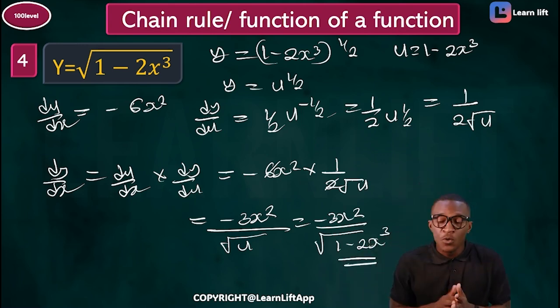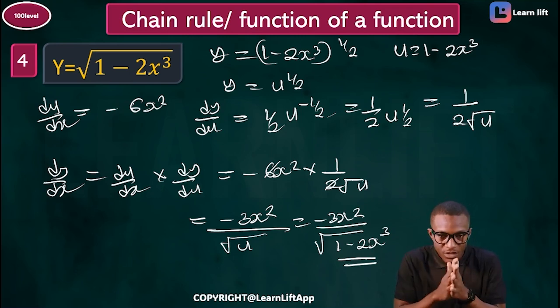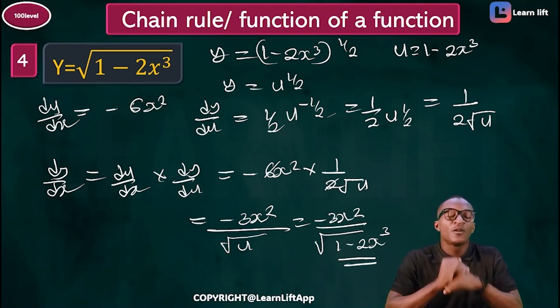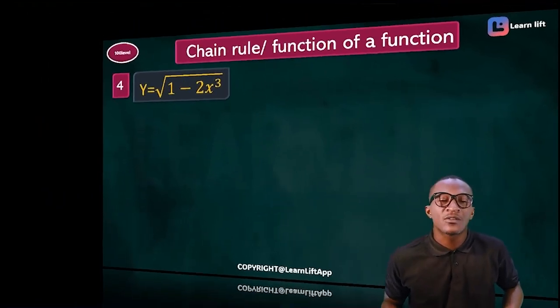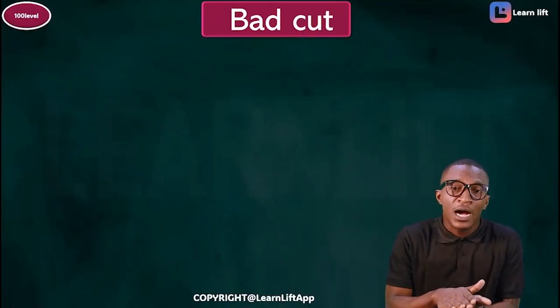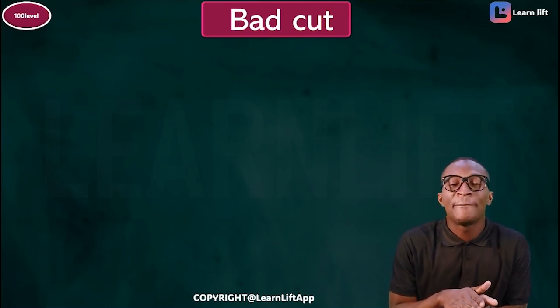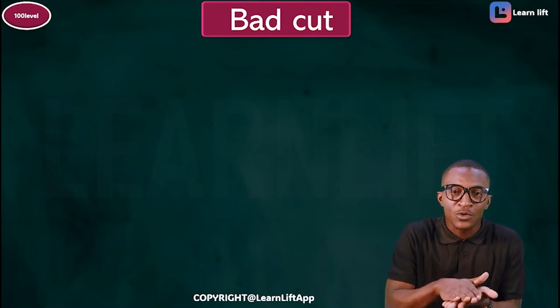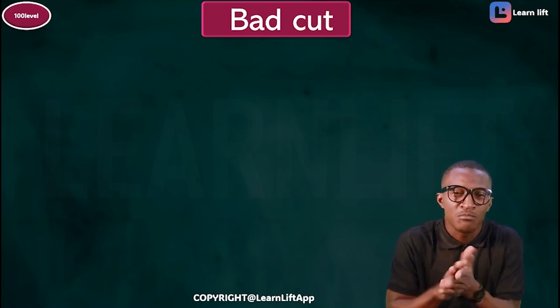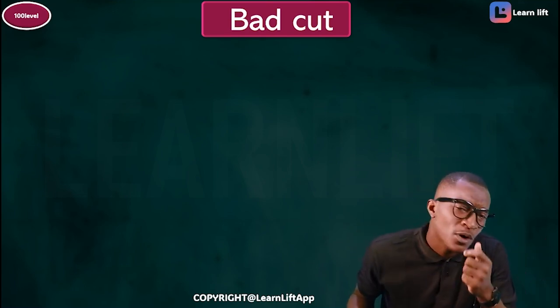That's everything about the chain rule. But now, guess what? I have a shortcut for you, a bad cut, without even solving this. So let's take the bad cut. Now, before I take the bad cut, let me blow my powder. With my powder, you're going to see the bad cut. One, two, go. Are you set? Now, what's my bad cut?